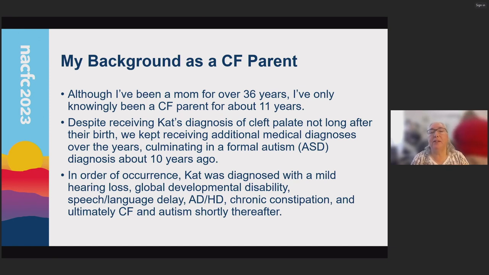So my background is, although I've been a mom for over 36 years, I've only knowingly been a CF parent for about 11 years. Despite receiving Kat's diagnosis of cleft palate shortly after their birth, we kept receiving additional medical diagnoses over the years, culminating in a formal autism diagnosis about 10 years ago. We long suspected that Kat was on the spectrum, but the formal designation only came roughly 10 years ago. In order of occurrence, Kat was diagnosed with a mild hearing loss, global developmental disability, speech and language delay, ADHD, chronic constipation, and ultimately CF and autism shortly thereafter.